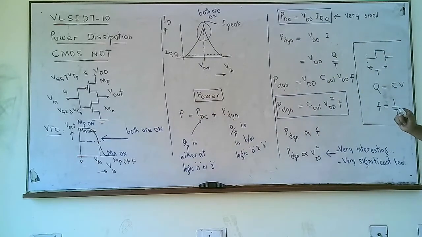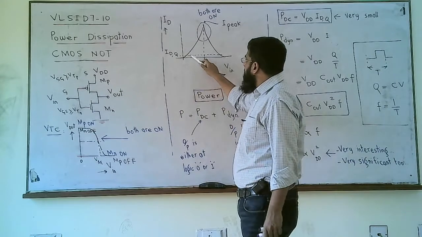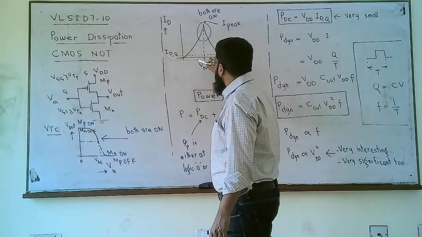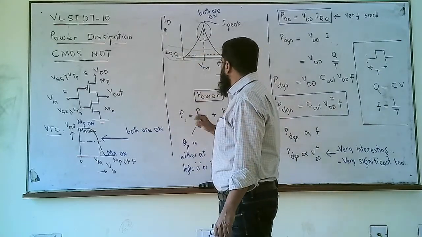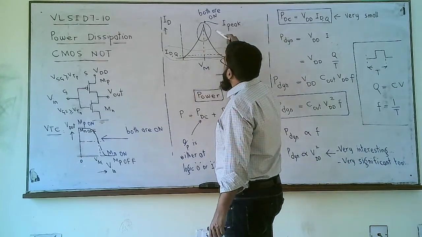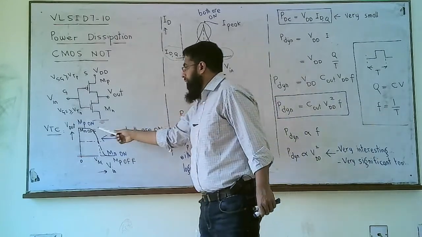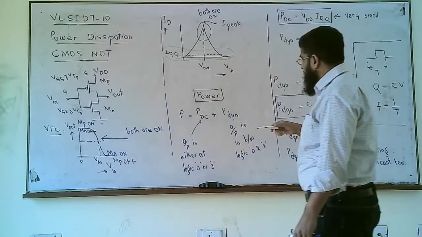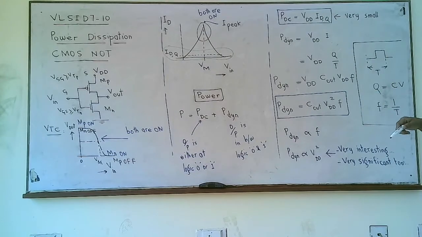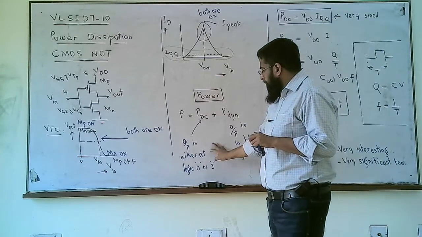Right. So power can be thought of as the DC power that is dissipated in this gate when we are at some output voltage, and dynamic power that is dissipated in this circuit when we are transitioning from logic 0 to logic 1 or vice versa. So there are two different types of power in a CMOS circuit.